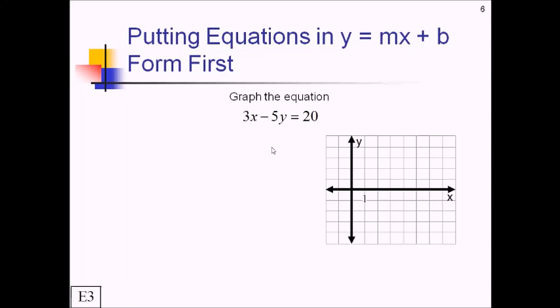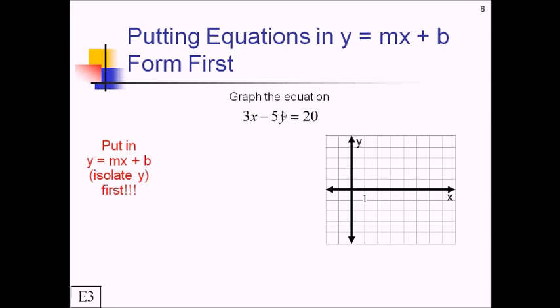For this next example, we've got a little bit of an issue. You might notice that this is not in y equals mx plus b form. So we need to put it in that form if we want any hope of graphing this. Now, it's not too nasty of an operation. All you actually have to do to put it in mx plus b form is isolate the y value.